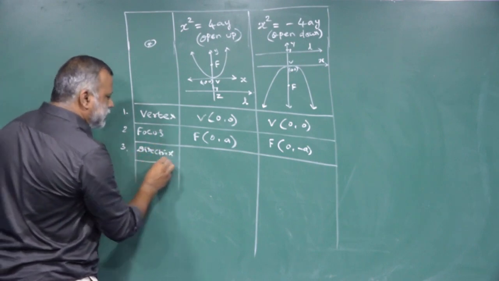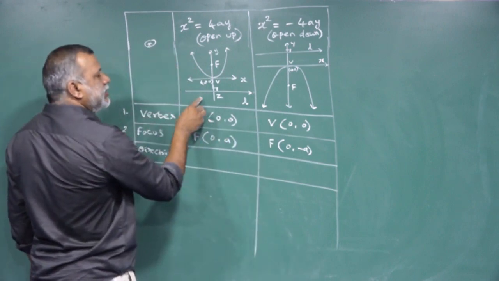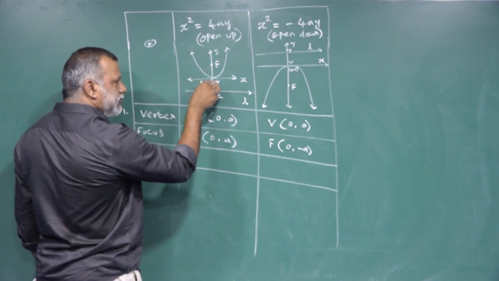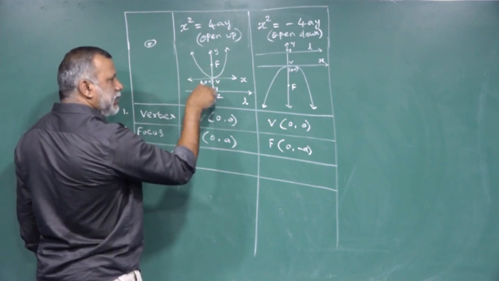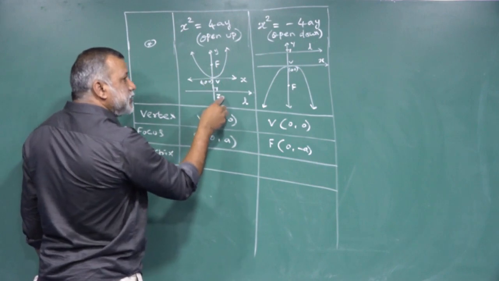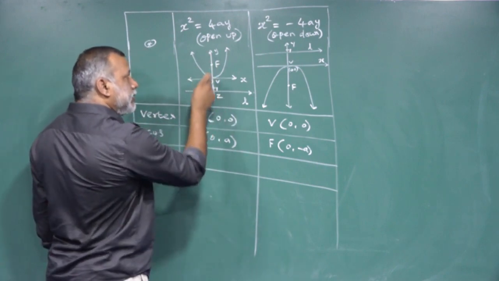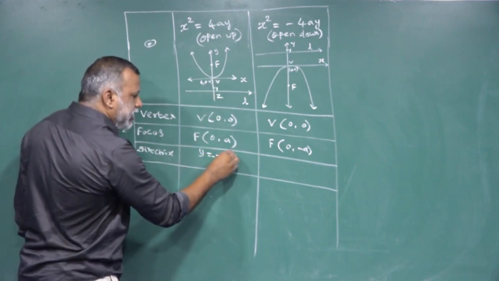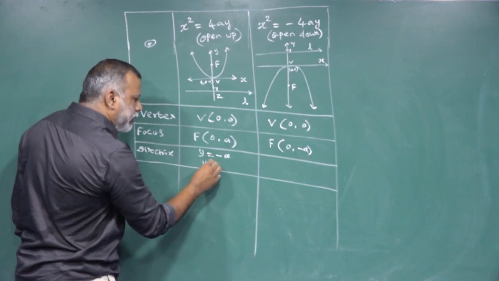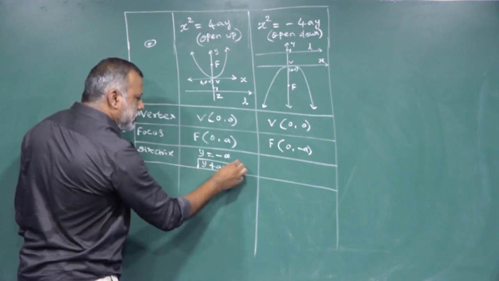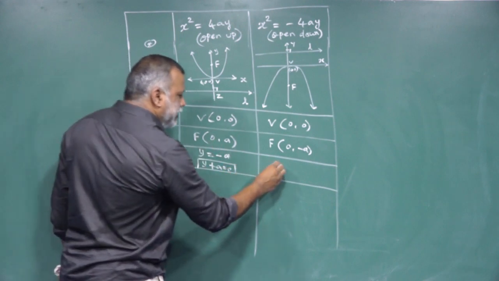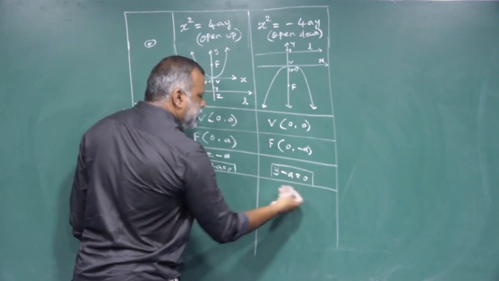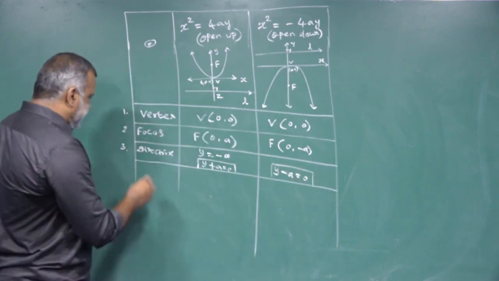Already we worked out the directrix. See here, this is the directrix. This directrix is equidistant: from the focus to the vertex and from the vertex to the directrix, all are equal. Here (0, a), here (0, -a). But here it lies on the y-axis. Therefore we can say y = -a is the directrix, or you can say y + a = 0. As per your convenience you can write. Here see y - a = 0. This is the directrix. Directrix means equation of the directrix.